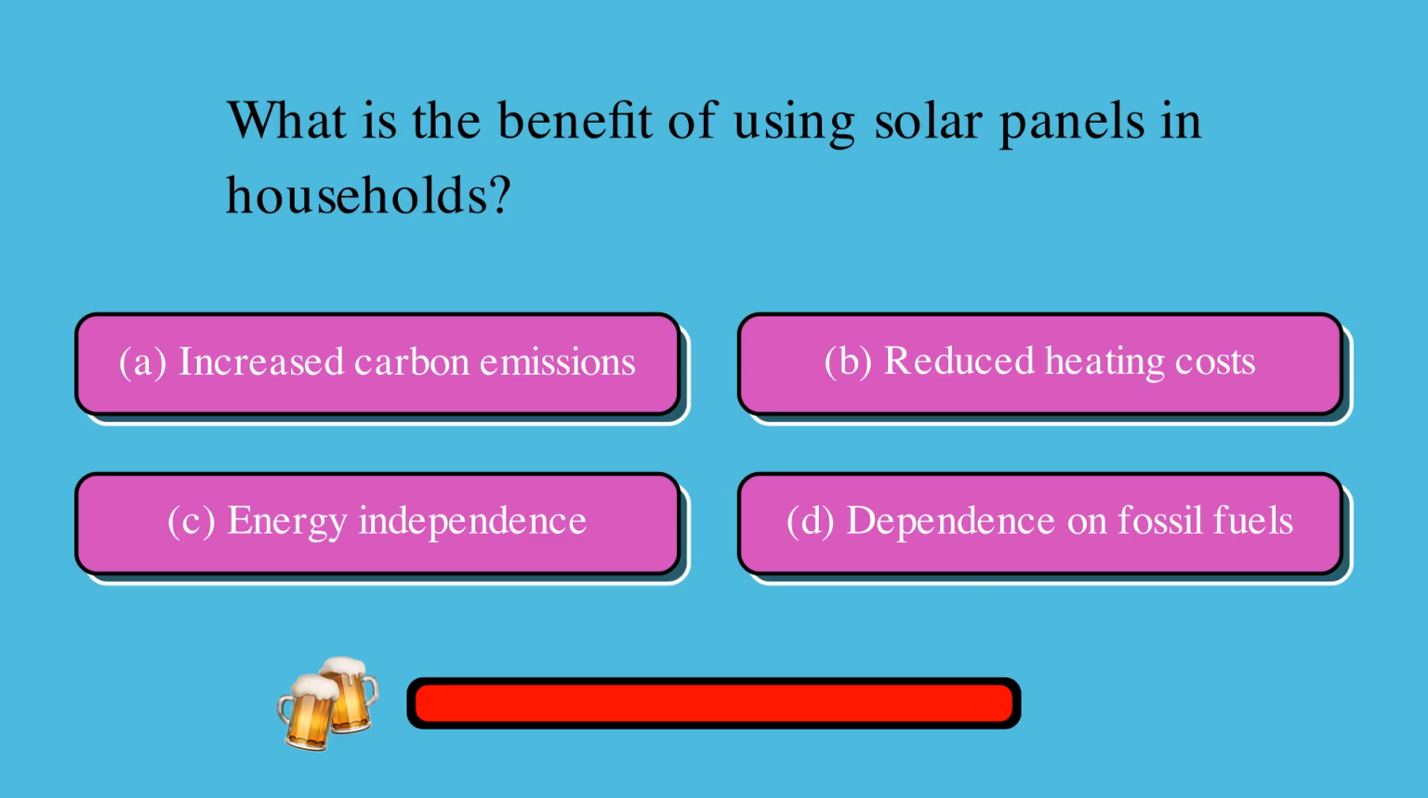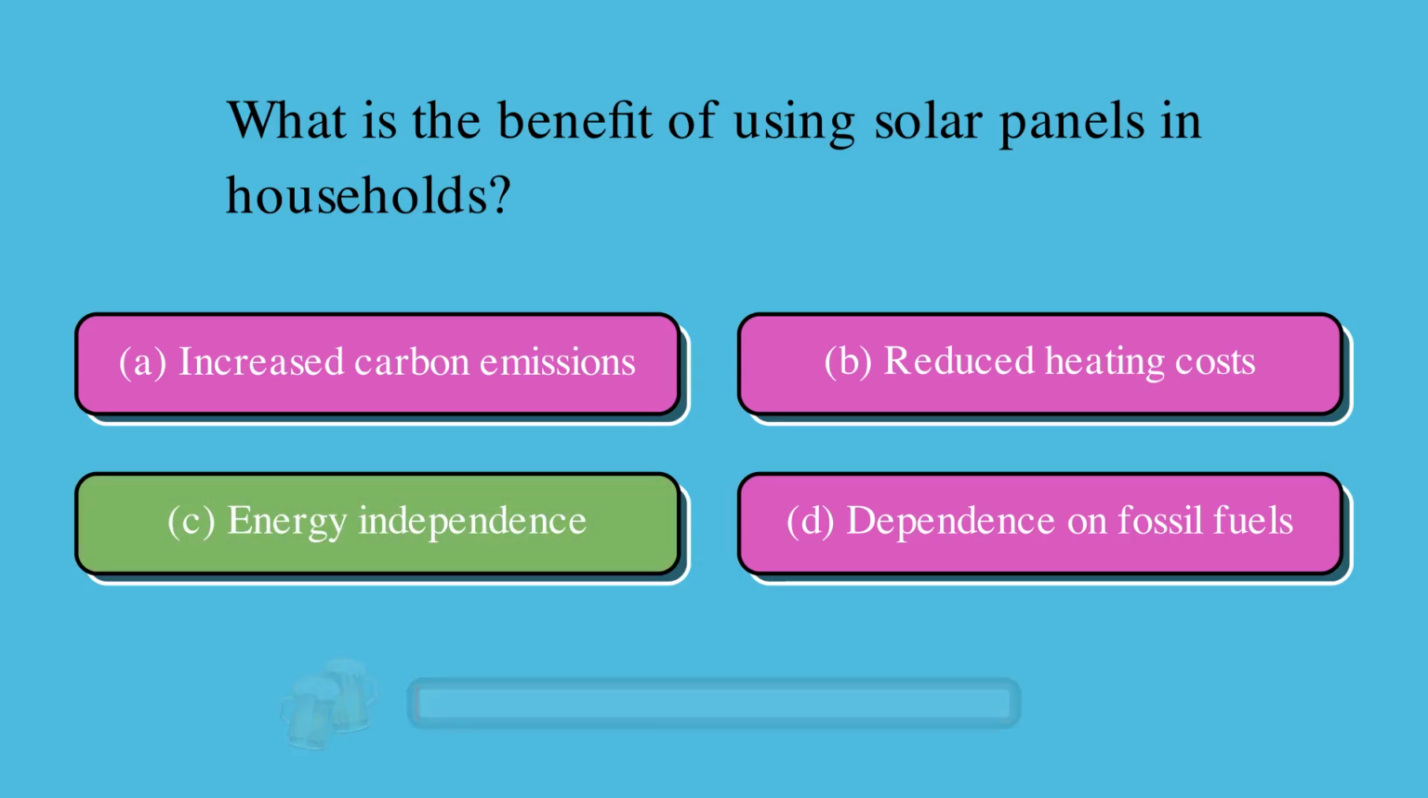What is the benefit of using solar panels in households? Is it A, increased carbon emissions, B, reduced heating costs, C, energy independence, or D, dependence on fossil fuels? The correct answer is C, energy independence.